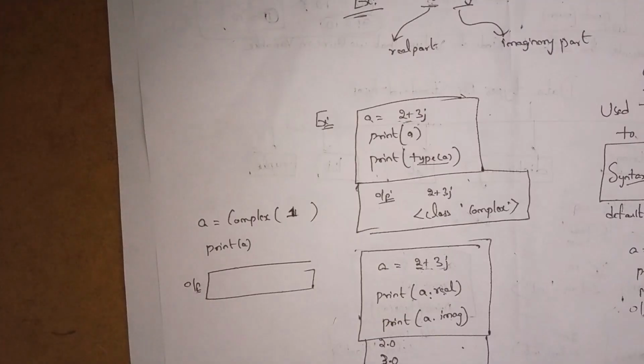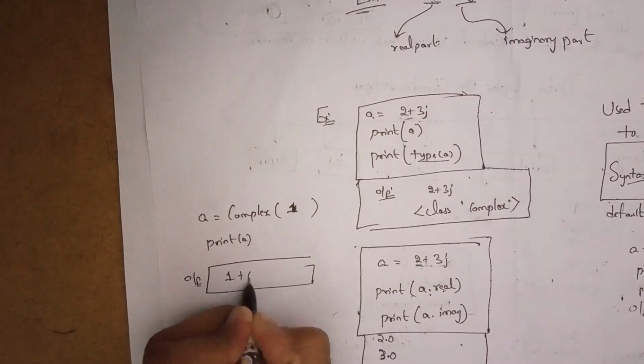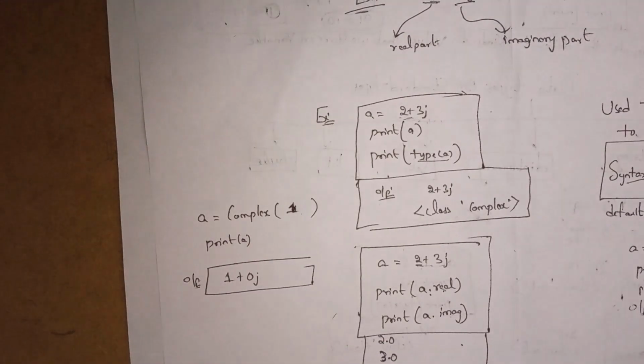In the complex function, you need to give both real part and imaginary part. For example, if I give only a single value, that is 1, then 1 is considered as the real part. I did not give any imaginary part, so by default it will take value 0. So I will get output as 1 plus 0j. This is my output. If you don't give any value, then by default it will take value as 0. In the exam they may ask complex type or complex function. Then you can write this.